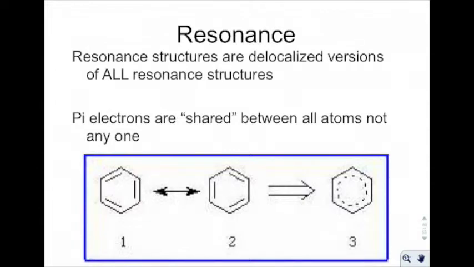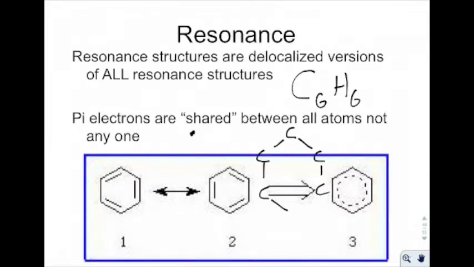Resonance structures are delocalized versions of all resonance structures. The most famous one that you'll see is benzene. Whenever you see benzene, it represents a ring structure, and each point on the ring represents a carbon. Benzene is C6H6. Let me draw it out a little bit better so you can see it. It's going to be carbon, double bond carbon, carbon, that's 1, 2, 3, and then we draw carbon. So this is what you see as far as the ring structure is concerned.